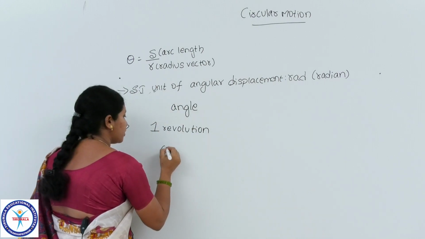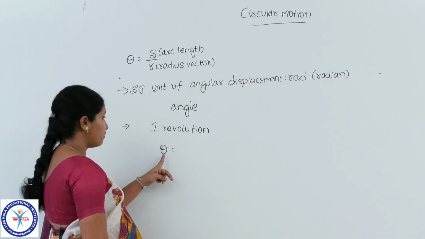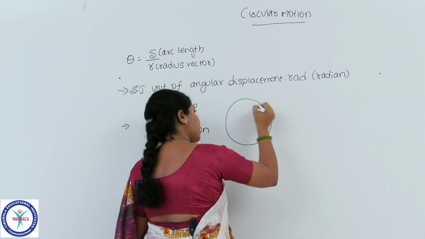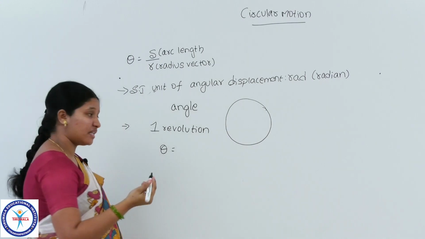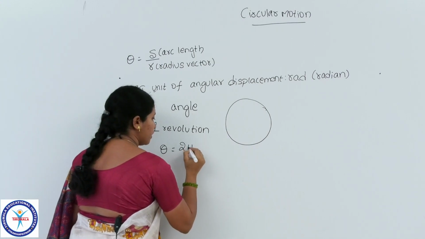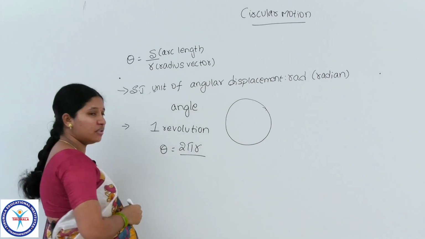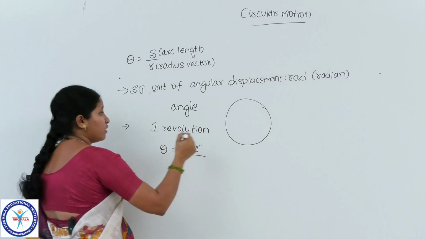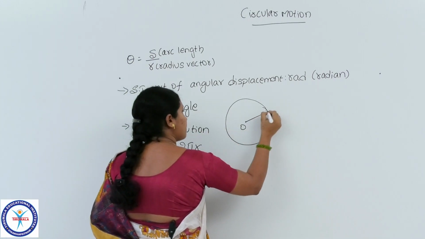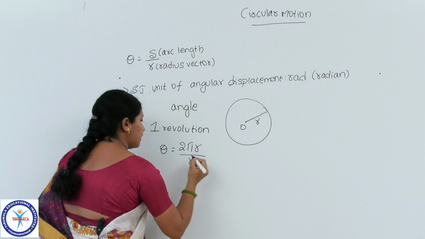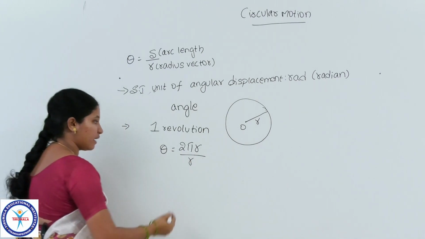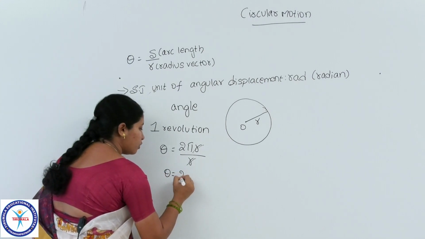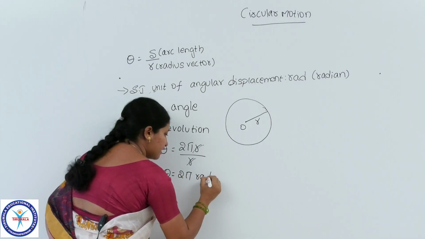So from this expression, theta is angular displacement. If a particle completes one complete revolution, what is the circumference of the circle? 2 pi r. So arc length will be equal to 2 pi r divided by the radius vector. Let r be the radius. So theta is equal to 2 pi r by r. So r gets cancelled. So theta is equal to 2 pi radians.